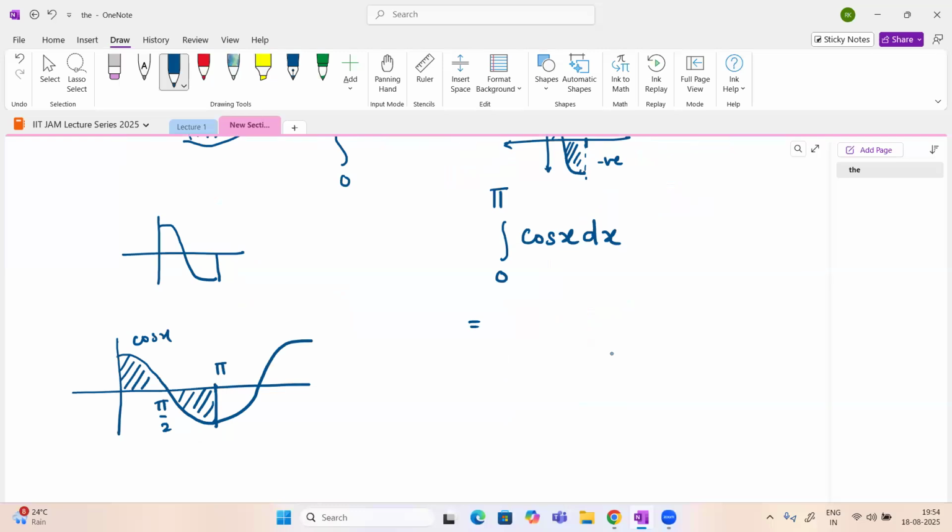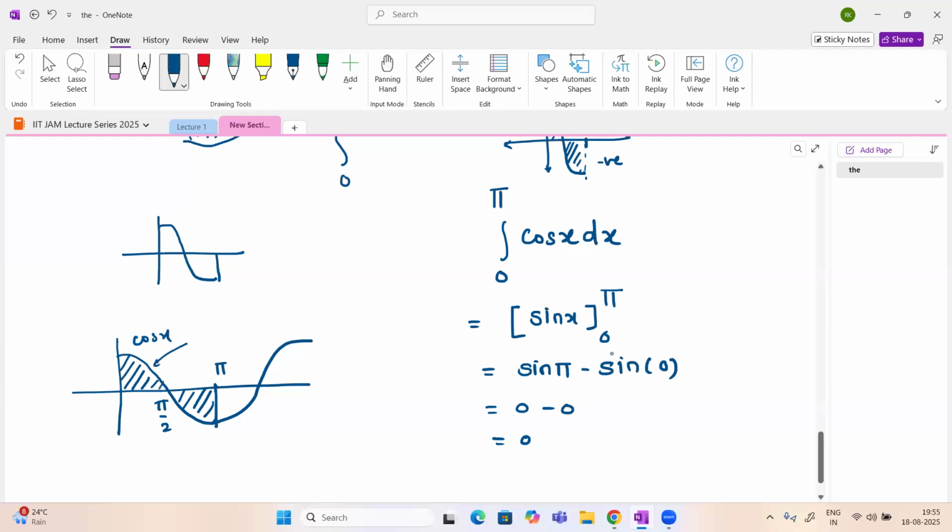What will you get? Integration of cos is sin x. I will put the upper and lower limits: sin pi minus sin 0. What is the value of sin pi? 0. Sin 0 is 0. That means we are getting area 0, but we see some area in the diagram. Why are we getting the answer 0?